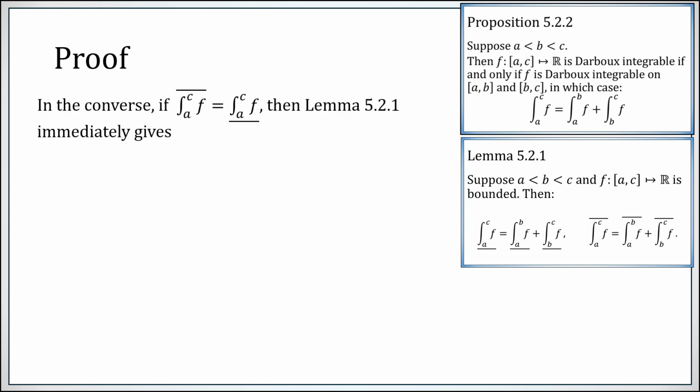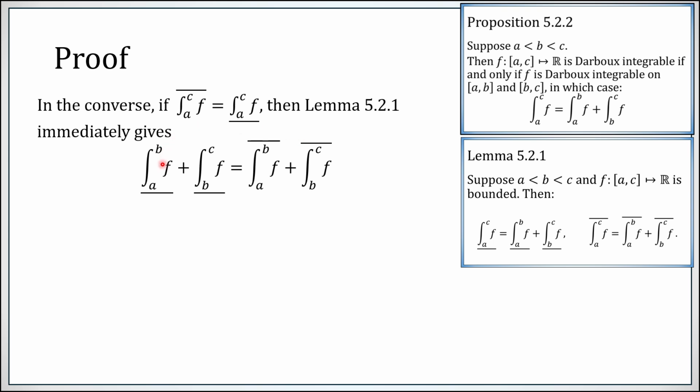Suppose that f is Darboux integrable on the interval from a to c. In other words, the upper integral equals the lower integral. Then what does the previous lemma give us? That the sum of the lower integrals from a to b and b to c is equal to the lower integral from a to c, which is now assumed to be equal to the upper integral from a to c, which is the sum of these two upper integrals. So the sum of these two lower integrals equals the sum of these two upper integrals.